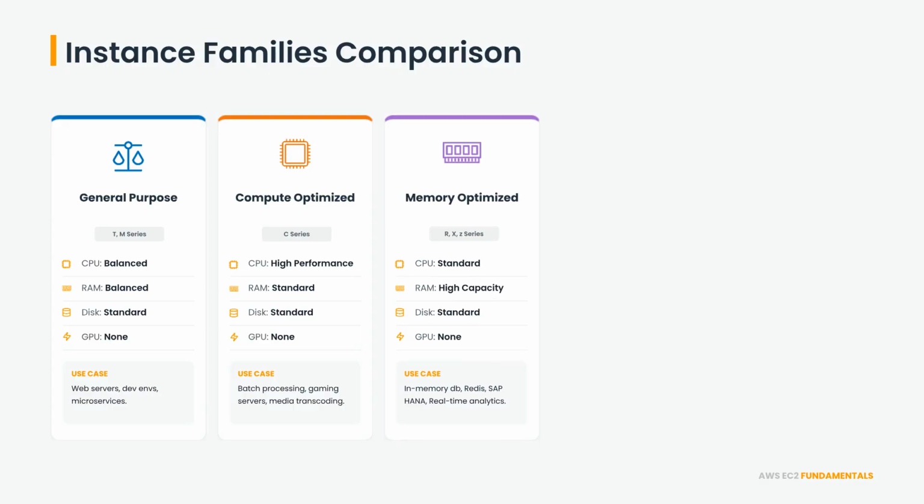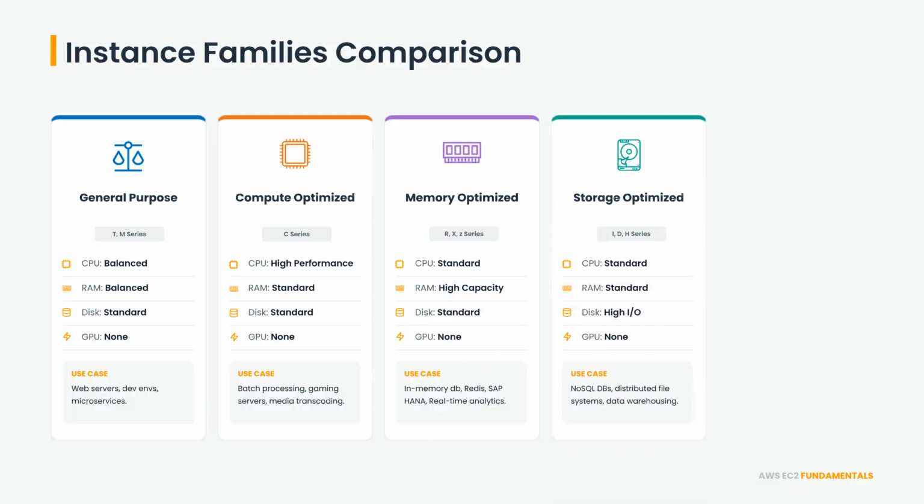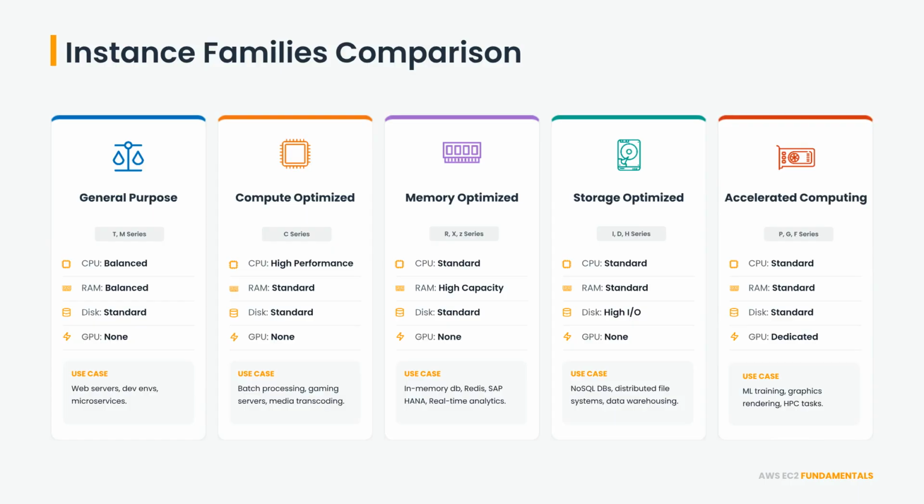Memory-optimized instances, like the R, X, and Z series, are designed for high RAM workloads like Redis or SAP HANA. Storage-optimized instances, like the I, D, and H series, provide fast storage for heavy read and write workloads. Finally, accelerated computing instances, like the P, G, and F series, use GPUs for machine learning, rendering, and high-performance computing. Knowing these families makes choosing the right instance much easier.